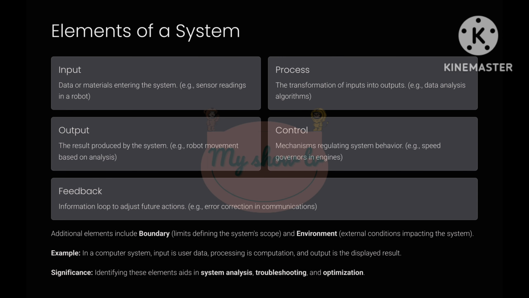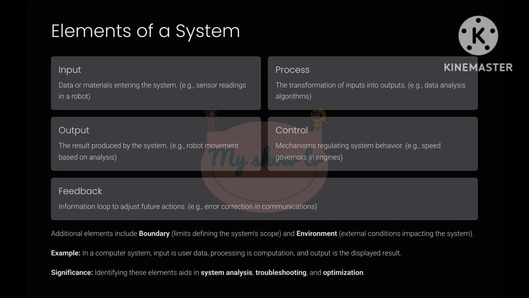Slide 2. Elements of a system. Every system, regardless of its complexity, consists of core elements that define how it functions. Essential elements of a system. 1. Input. Raw data, energy, or signals received by the system from the external environment. 2. Process. The internal mechanism where inputs are transformed into outputs. 3. Output. The final product, service, or result delivered to the environment.